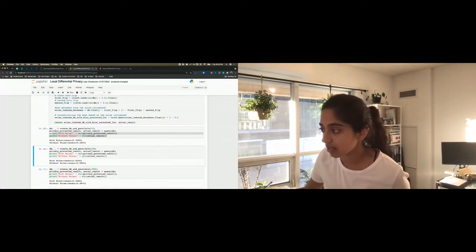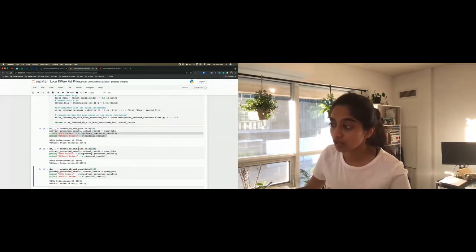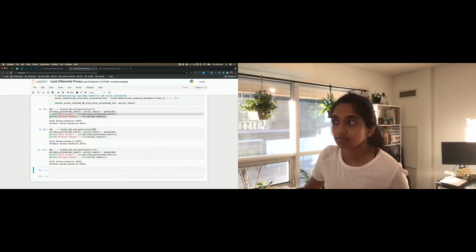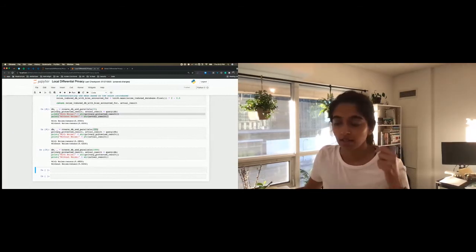Here you see that the size is 100, and if I run this again, they get closer. The more experiments you run, the better the results get. With 1,000 results, they're even closer. So that's how local differential privacy works, and I hope the code helped you understand that better.